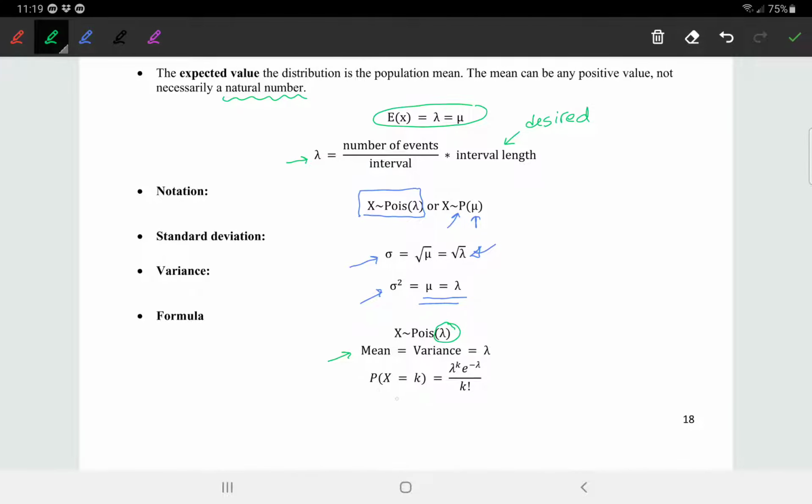In this case, the probability that x is equal to k, you take lambda and raise it to k. I'm sorry, this is the probability x equals k. So if k is equal to 2, then we take lambda, square that, and then e to the negative lambda, and then divide by 2 factorial. That's if you're calculating by hand.